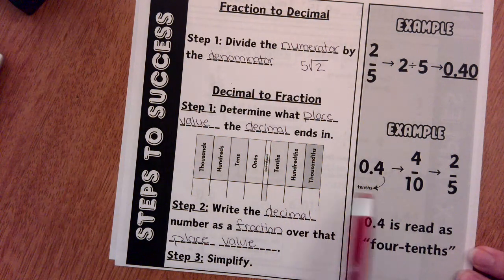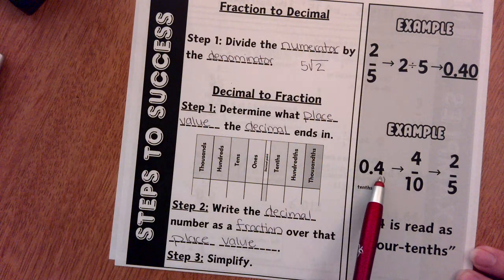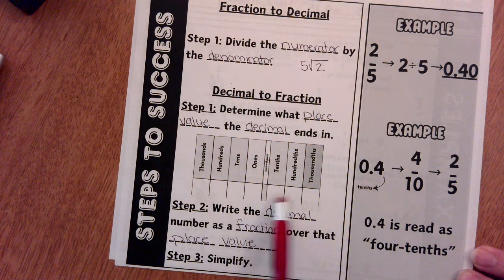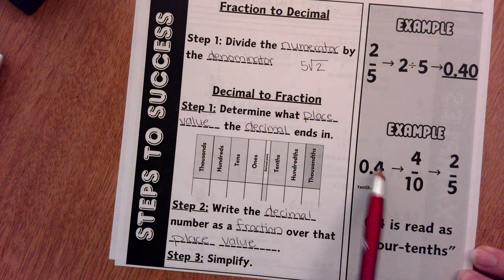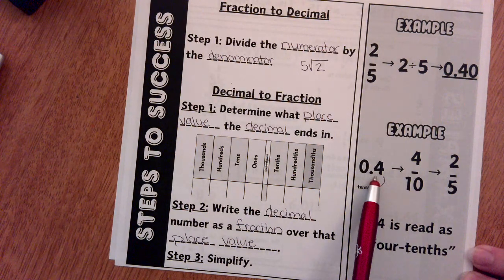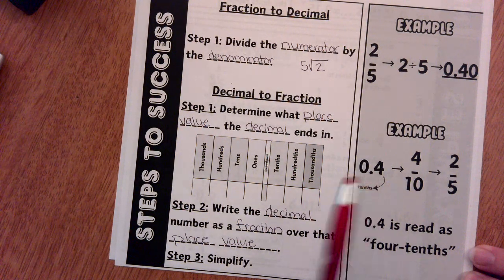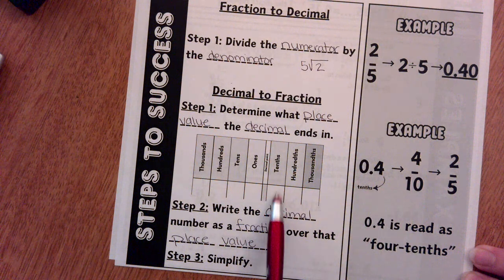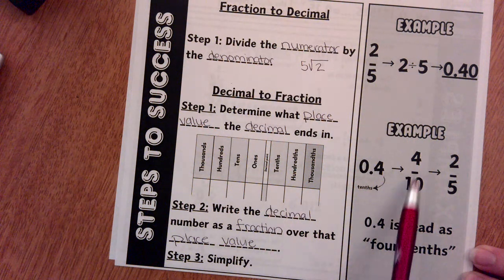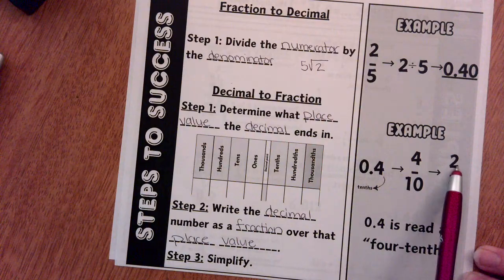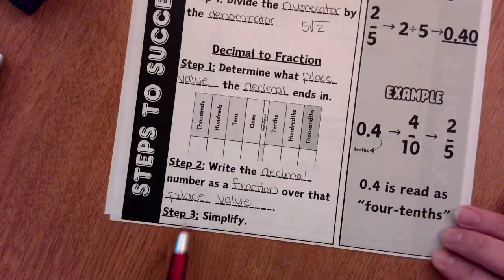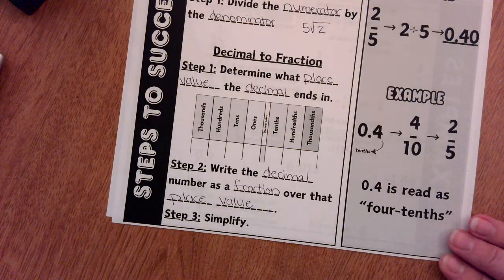So in this example, we have just 0.4, which means it's in the tenths place, or we would call this 4 tenths. So then I would write the 4 over, what's the place value, tenths, 4 over 10, and then I would simplify that down to 2/5. Okay, and that's our step three, simplify.